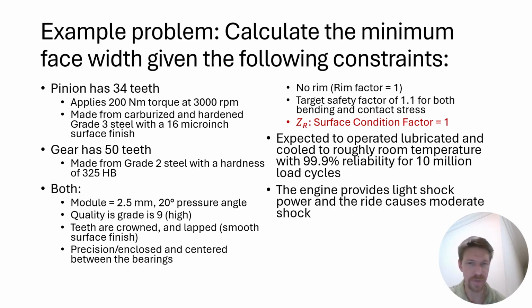We have a surface condition factor of 1. It's expected to operate lubricated. It's lubricated and cooled to roughly room temperature with 99.9% reliability for 10 million load cycles. And the engine provides light shock power and the ride causes moderate shock. What are we supposed to do with all these details? We're supposed to calculate the minimum face width given the following constraints.